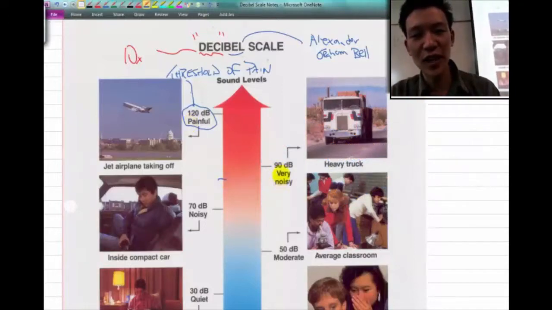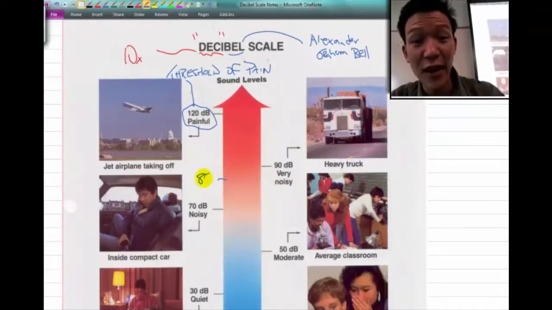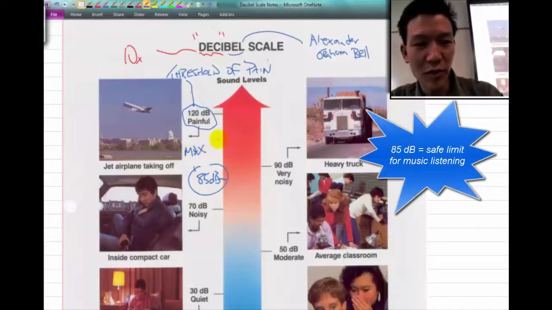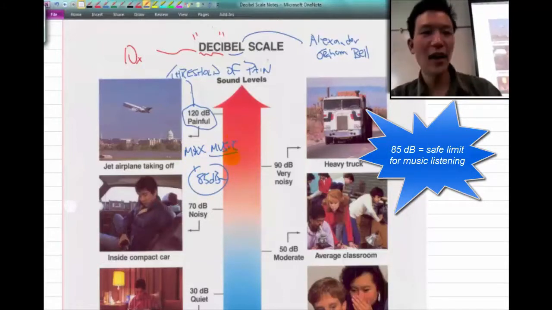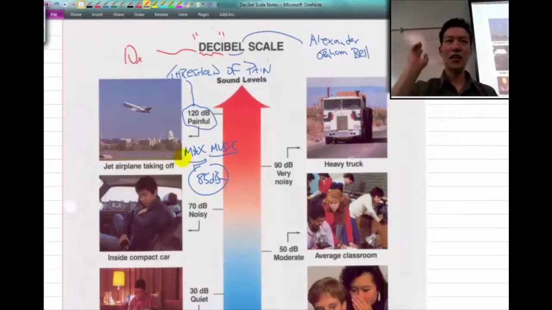Another important number, it's not on this diagram. 90 decibels would be like heavy traffic, like noisy construction traffic on the highway, but 85 decibels is what research has shown is the maximum you should play your music at. Max for music. Anything more than 85 decibels for like 5 to 10 minutes, you're destroying your hearing.